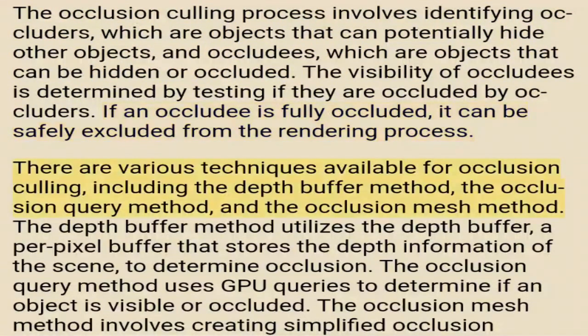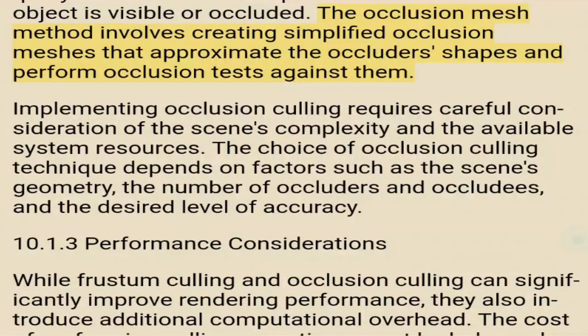The visibility of occludees is determined by testing if they are occluded by occluders. If an occludee is fully occluded, it can be safely excluded from the rendering process. There are various techniques available for occlusion culling, including the depth buffer method, the occlusion query method, and the occlusion mesh method. The depth buffer method utilizes the depth buffer, a per-pixel buffer that stores the depth information of the scene, to determine occlusion. The occlusion query method uses GPU queries to determine if an object is visible or occluded. The occlusion mesh method involves creating simplified occlusion meshes that approximate the occluder's shapes and perform occlusion tests against them.